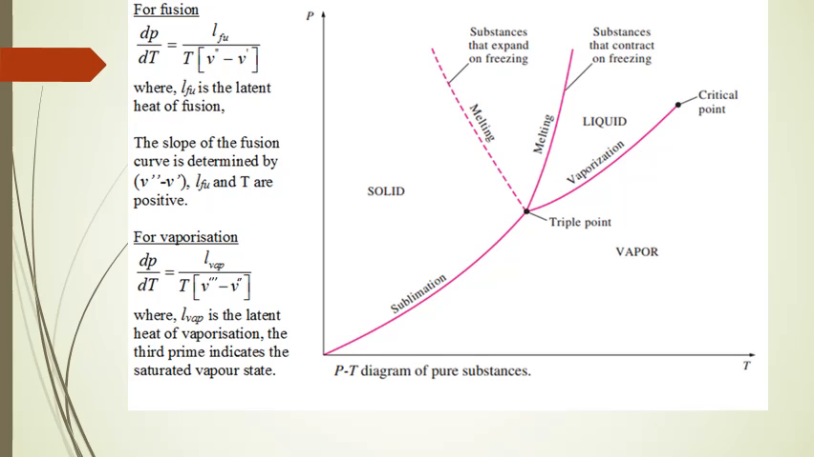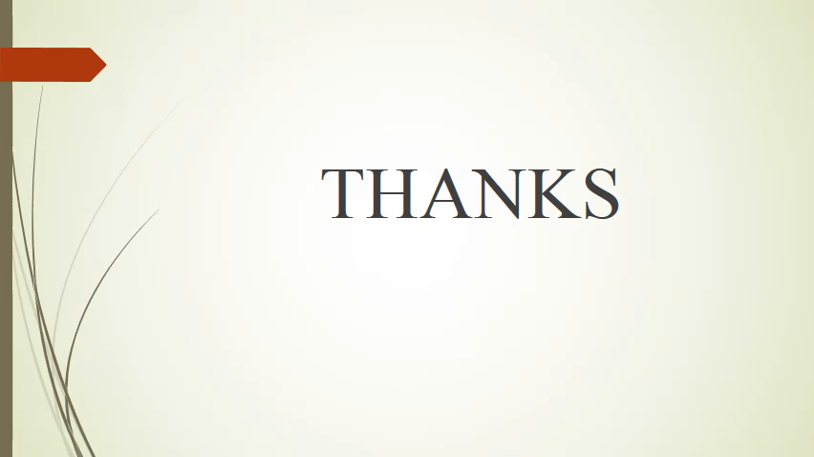Now for vaporization, dP upon dT is equal to latent heat of vaporization upon T into (v triple prime minus v double prime). Here latent heat of vaporization is indicated by L vap. The triple prime indicates the saturated vapor state. So this was all for the thermodynamical relations. Thank you.